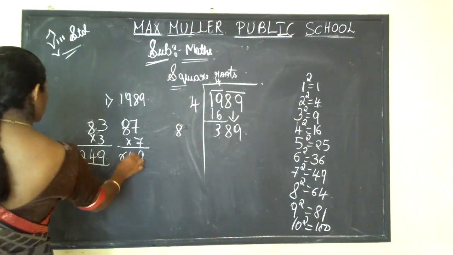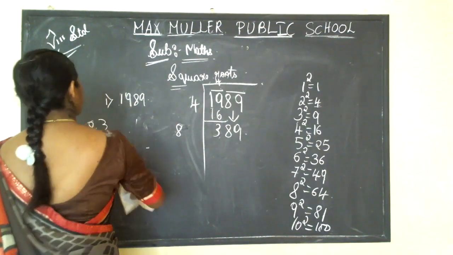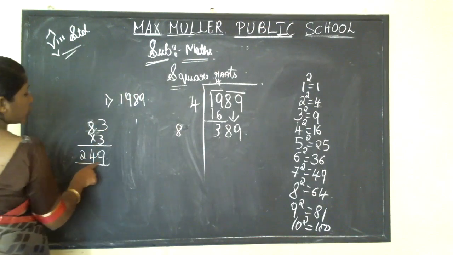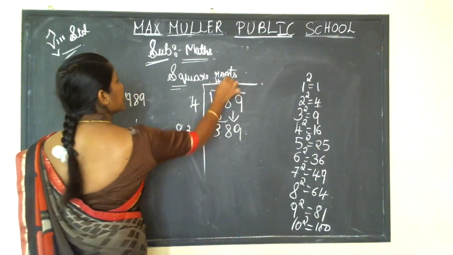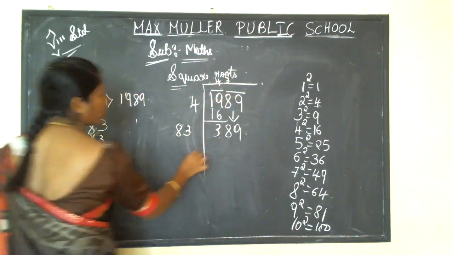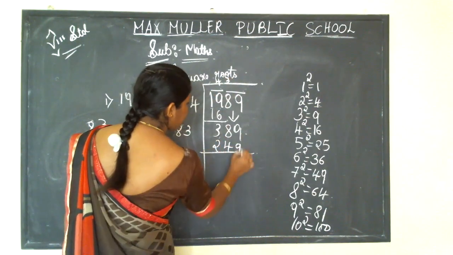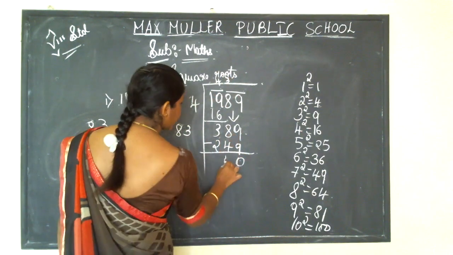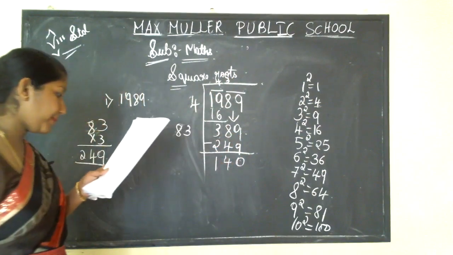So it becomes the greater number, you cannot do here. So here 249 is the nearer number. You can take 83 into 3. So here how much will you get? 249. So 9 minus 9, 0. 8 minus 4, it is 4. And 3 minus 2, it is 1.